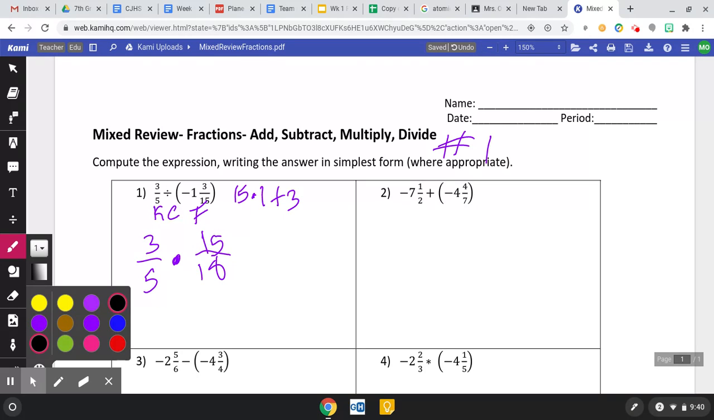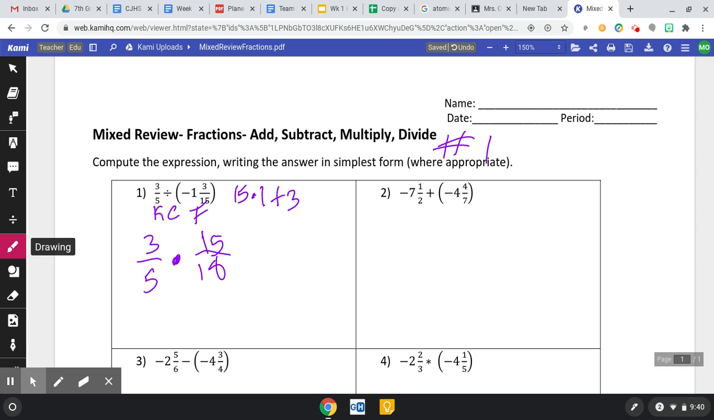Now, if you want, go ahead and multiply across, but then you're going to have a huge number to try to reduce. So I want to go ahead and simplify now. I know 5 can go into 5 and 15, so I change them. And then I also know that 3 can go into 18. I'm going to change those as well.